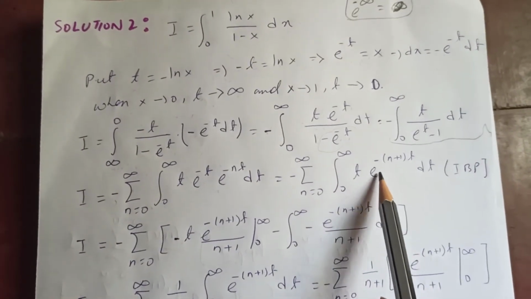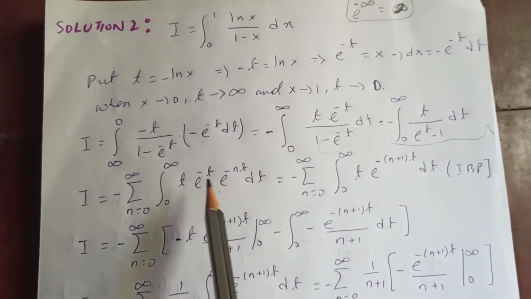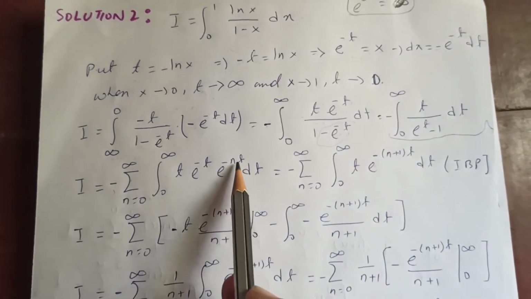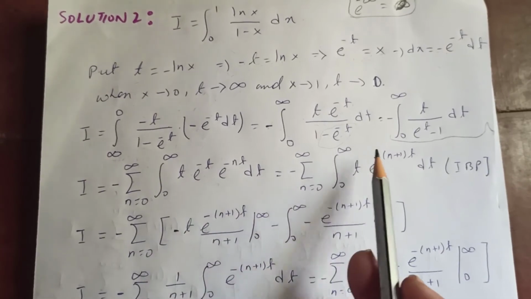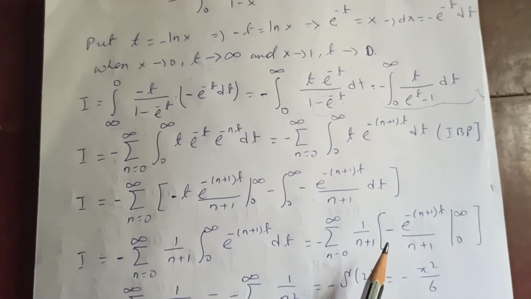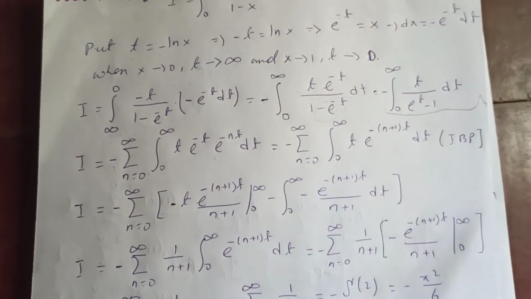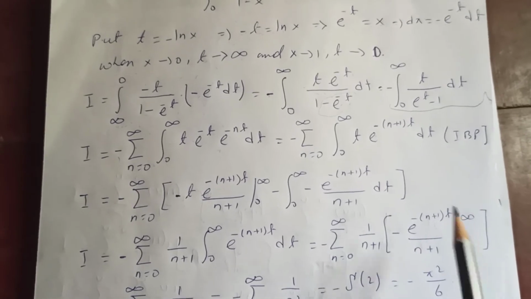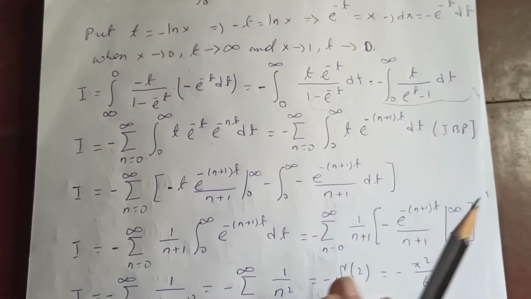I have to combine it, right? e to the minus is common, so (n plus 1) t dt, right? Here n is 1, here is 1, right? n plus 1 t dt. Here, using IBP, or you can substitute (n plus 1) t equal to some variable, okay? You can calculate in that way, but let's use IBP directly.